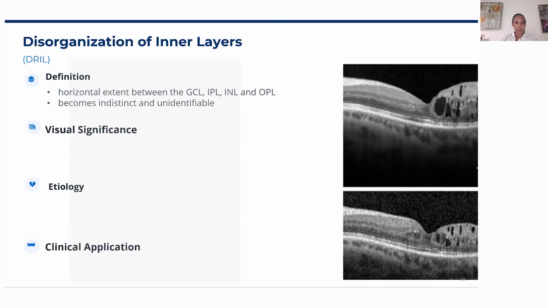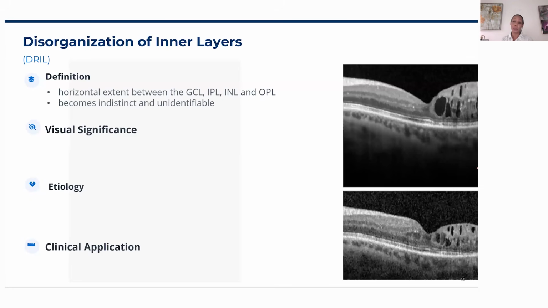So let's talk about DRIL, disorganization of the inner layers of the retina. What is it? If you look at the horizontal extent in a B-scan OCT, looking at the area between the ganglion cell layer, the inner plexiform layer, the inner nuclear layer, and the outer plexiform layer, it becomes indistinct and unidentifiable, so that you cannot see the different layers when you have a case of DRIL. Literally disorganization of those layers.